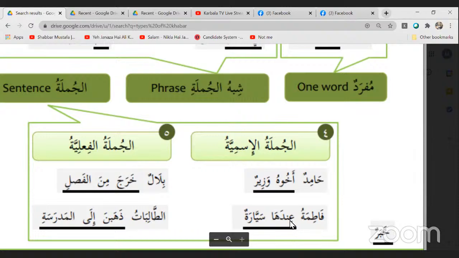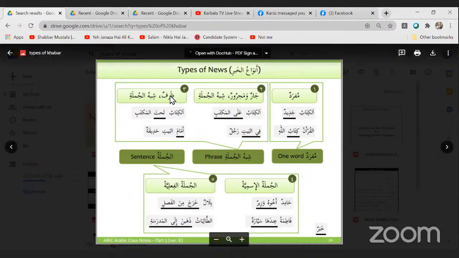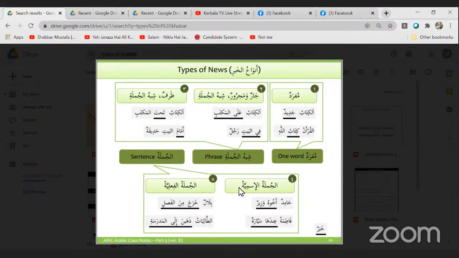And same over here. Indaha, Fatima indaha sayyaratun. So Fatima, she has. Indaha means she has. So when you remember inda, whenever inda comes with a female, it means possession. So Fatima, she has a car. So here, inda again is a possession, and that indaha will be classified as zarf, an adverb. So indaha is coming before. So indaha is the khabar.